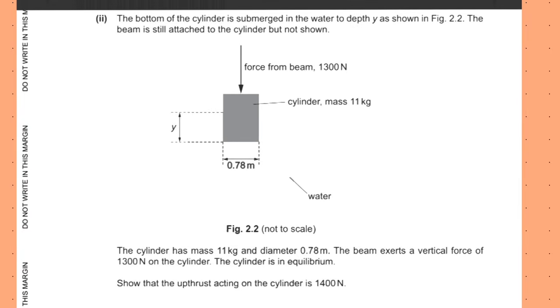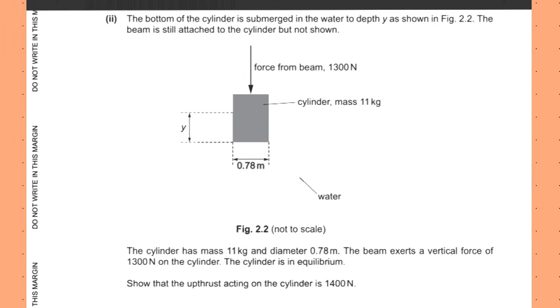Let's go on to the next part. The bottom of the cylinder is submerged in the water to depth y as shown in 2.2. The beam is still attached to the cylinder but not shown. So by Newton's third law, you can see that the force which the cylinder applies on the beam applies an equal force on the cylinder downwards, which is 1300. This width is given. So the cylinder has mass 11 kg and diameter 0.78 meters. The beam exerts a vertical force of 1300 Newton.